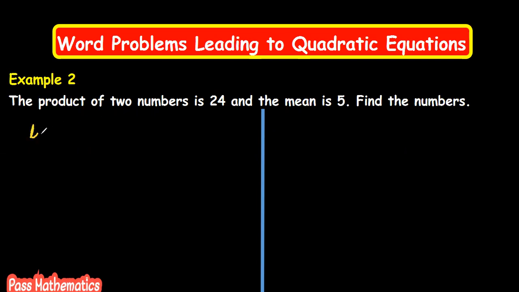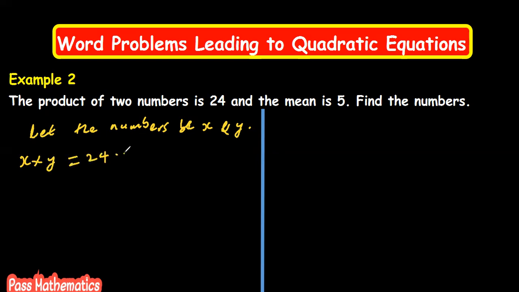So let the numbers be x and y, right? So x and y. So our numbers are going to be x and y. So since the product of those two numbers is 24, it means x times y is 24. The first equation is formed. And then the mean is 5.